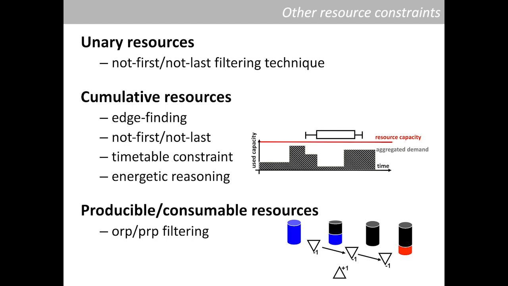From looking at this resource, we can deduce that this production activity must be somewhere between the first consumption and the last consumption. Because if it's before the first consumption, we will exceed the maximum level of the resource. If it's after the last consumption, we will go below the zero level of the resource. So this was the idea of resource constraints.